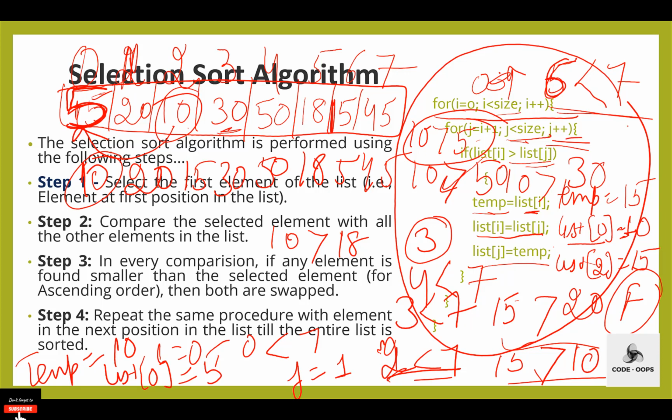Then j plus plus, j becomes 7. 7 is less than 7? The condition is evaluated to be true.